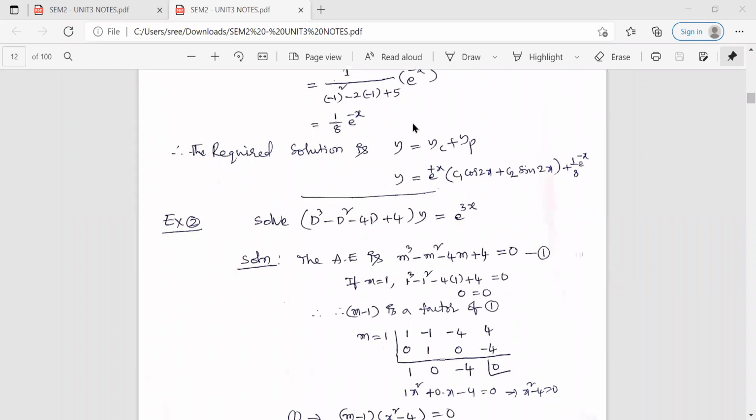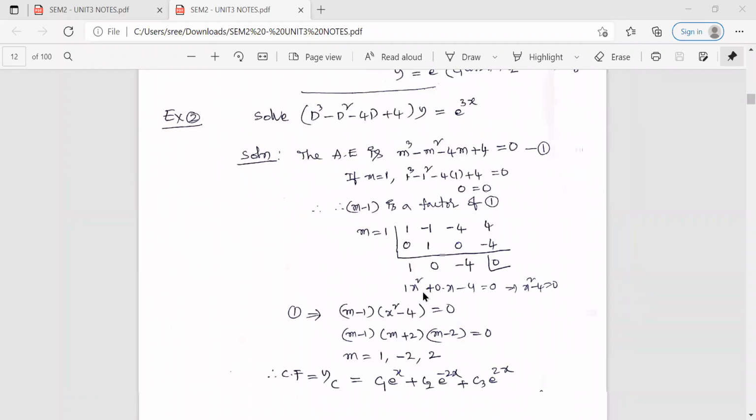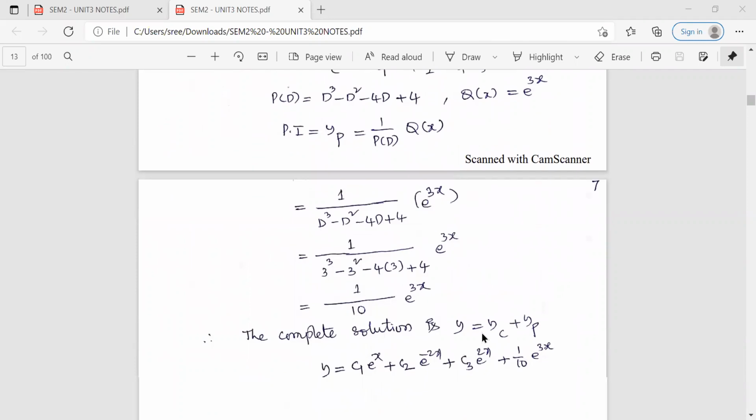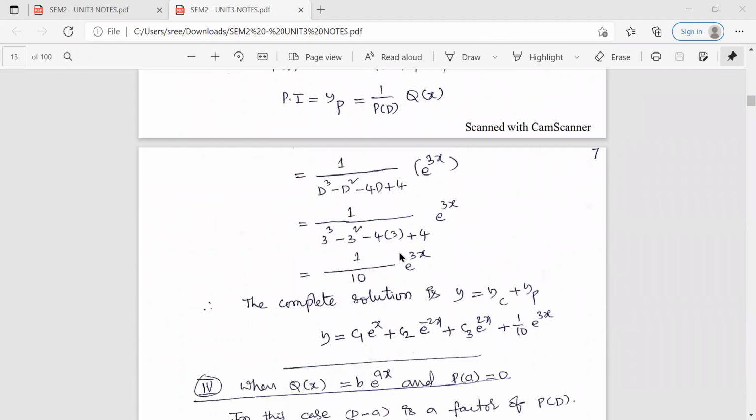Completed. See, d cube minus d square minus 4d plus 4. Here e power 3x. First I write the auxiliary equation, find the roots, then write YC. After that we write YP, e power 3x. What is the constant here in e power? 3. So I substitute 3 in the d place: 3 cube minus 3 square minus 4 into 3, plus 4. I get 10. E power 3x by 10 is the YP. Okay. That's it. Now tomorrow we discuss another topic.